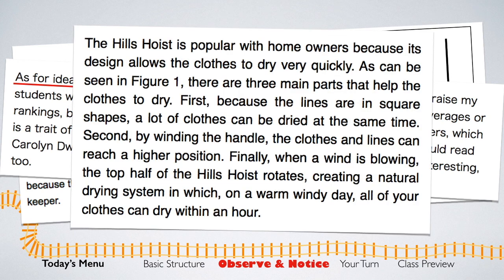In this example from the Hills Hoist story, we see that the paragraph is going to be about how the clothes become dry just by reading the first sentence. The details are written after the topic sentence, and you should also note that at the end, the writer is still focusing on the clothes drying, which is what he or she should be doing.